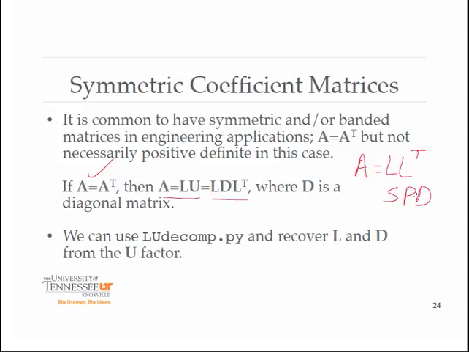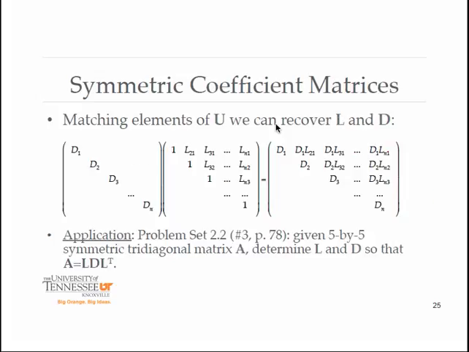What you're seeing here is definitely more general. You have to have symmetry, but you don't have to have positive definiteness. Any symmetric matrix can be factored as an LDL transpose factorization. And what's really nice here is you could use your original ludecomp.py module that already is on Blackboard to recover the L and the D from the U factor. How would we do that?